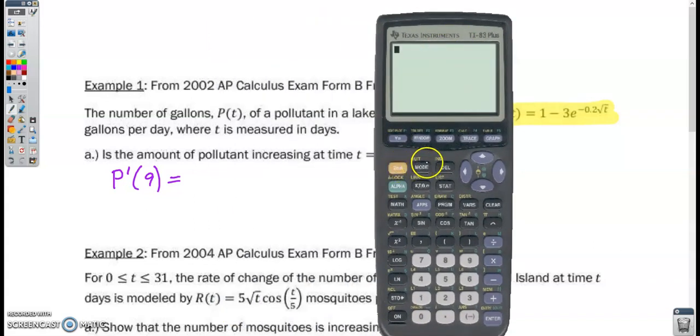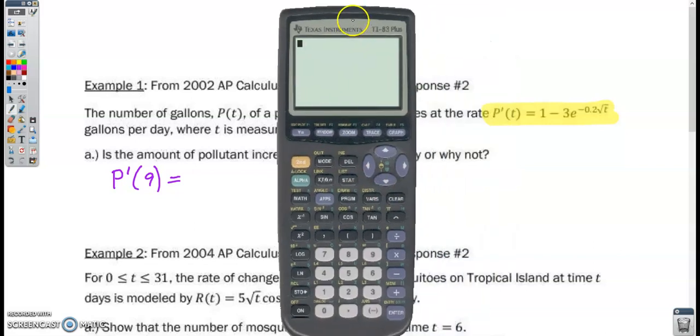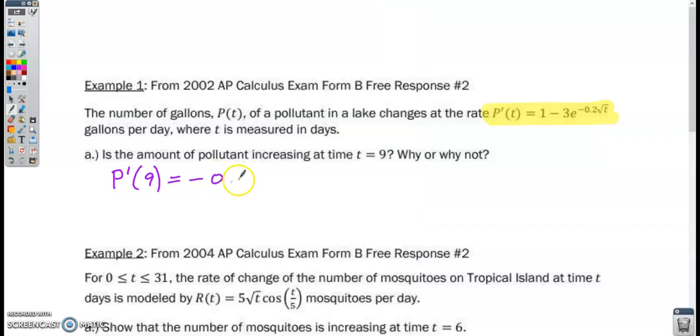I'm going to punch this function in, substituting in the value that we have for t, which is 9. We get negative 0.646. We want to, of course, round or truncate to at least 3 decimal places. So we've got negative 0.646 for our rate function.